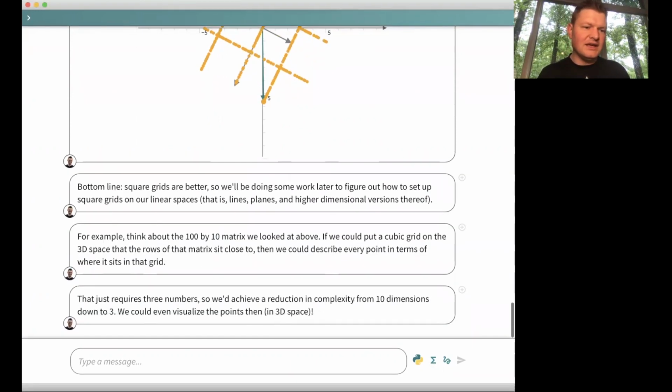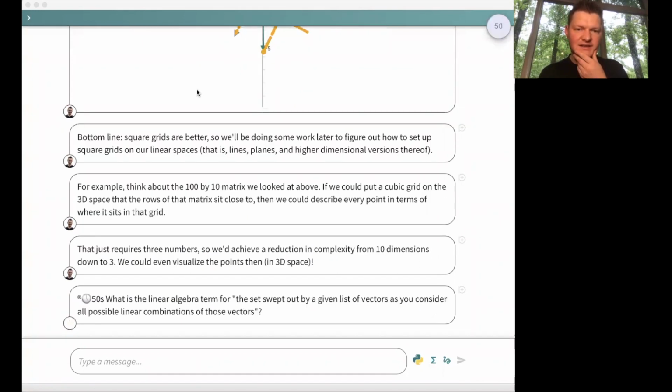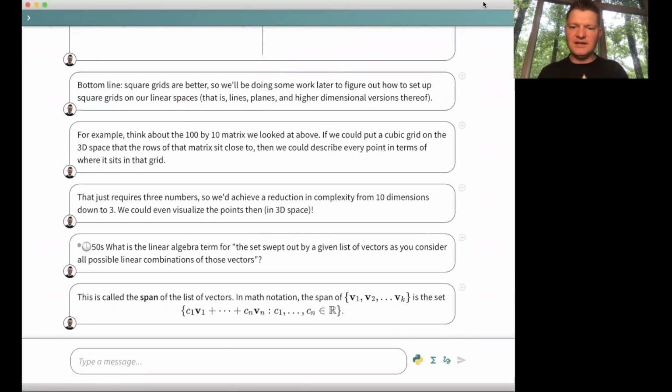Okay, so again, tapping into your existing linear algebra knowledge, I want to ask, what is the linear algebra term for this concept? The set swept out by a given list of vectors as we consider all possible linear combinations of those vectors. Okay, cool. Looks like the answers are in on that one. So the term that we're looking for here is span.